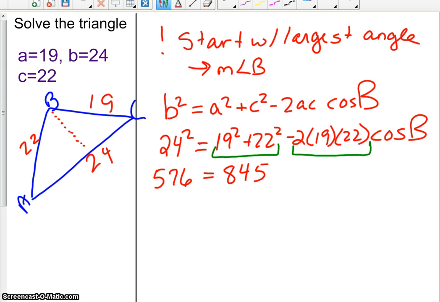Let me do this part. What's this part right here? Negative 2 times 19 times 22. I got a negative 836 for that, and that's being multiplied by the cosine of b. Now I still have students who say, oh, you just have to go 845 minus 836 here.